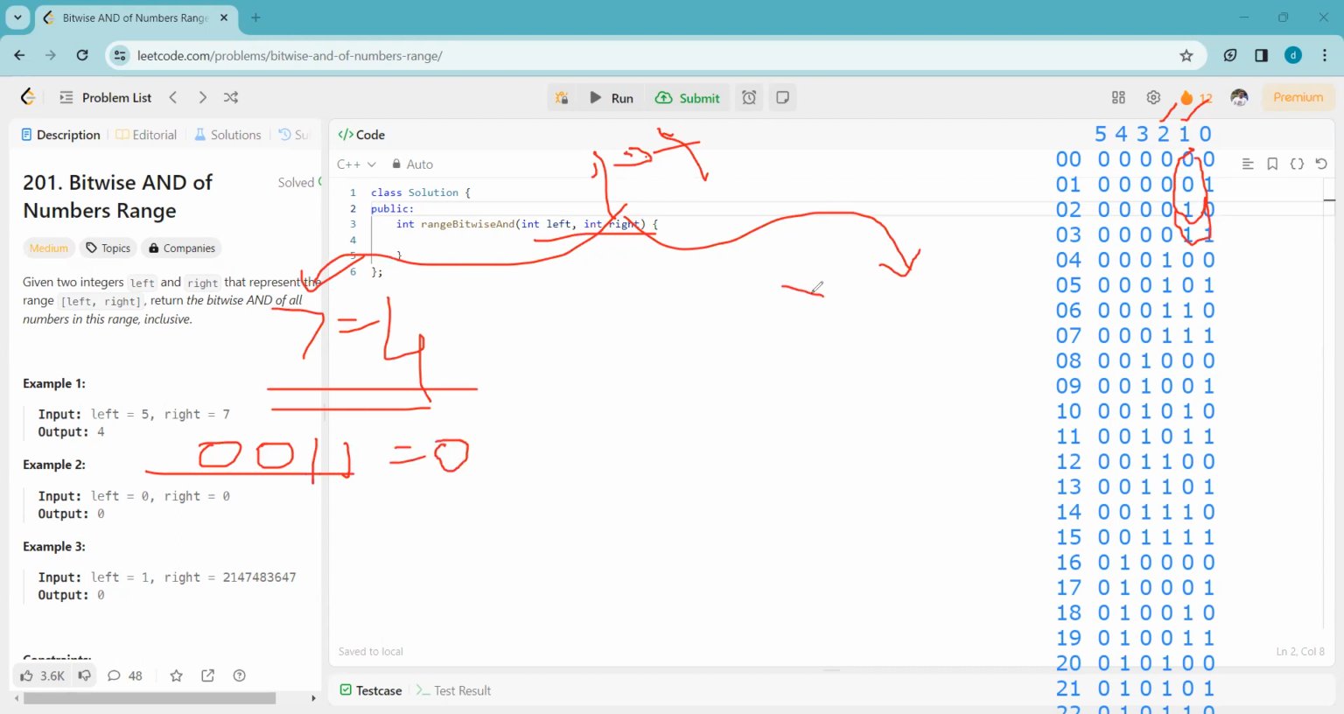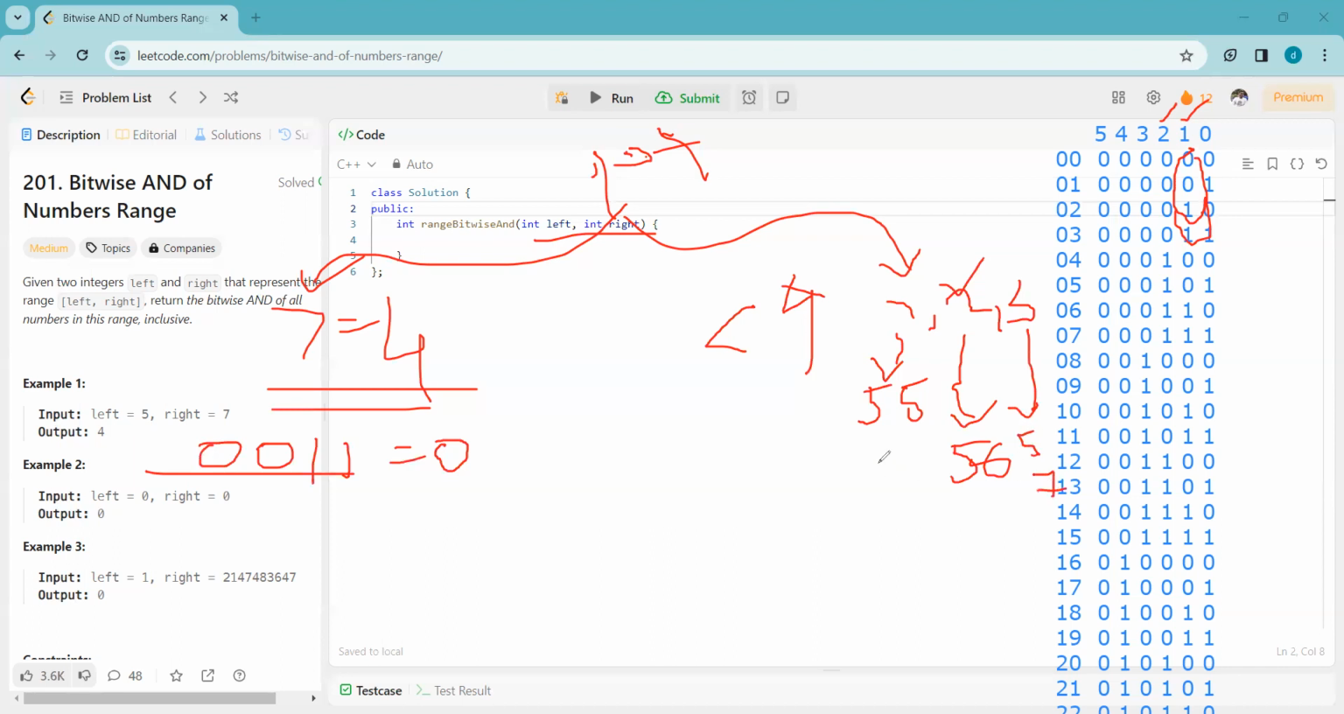And if the range contains less than 4 numbers, it could be 1 number, 2 numbers, or 3 numbers. Like if it is 5 to 5, then it contains only 1 number. If the range is from 5 to 6, it contains only 2 numbers. If the range is 5 to 7, then it contains 3 numbers, like this.